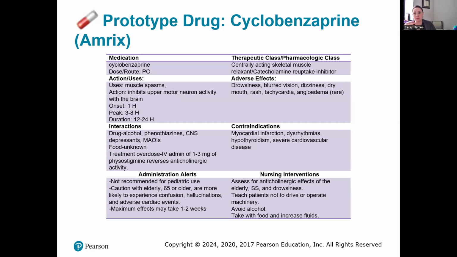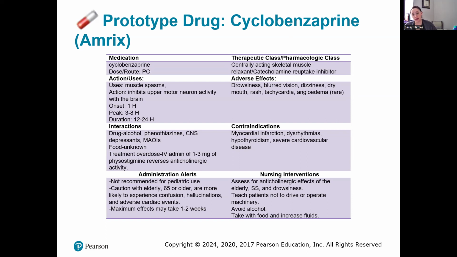Other effects are blurred vision, dizziness, dry mouth, rash, and tachycardia. So it does have an anticholinergic effect, so the dry mouth, the tachycardia, things like that. Angioedema can also happen, but it's very rare. Interactions include alcohol, phenothiazines, and other CNS depressants. Makes sense, right? I don't want to depress my CNS further if I'm already going to have drowsiness from the cyclobenzaprine. There are no food interactions, but physostigmine is the reversal agent for an anticholinergic overdose.